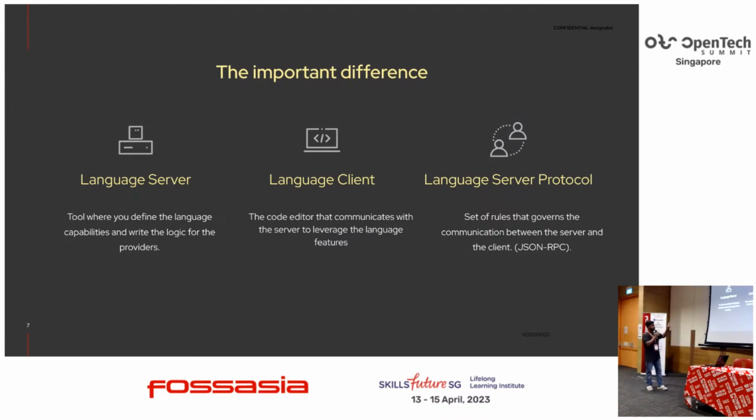Before moving further, I just wanted to clarify some differences. There are three terms: the language server, the language client, and the language server protocol. The language server is the tool where you define all the language capabilities and write the logic for the providers. The language client is the code editor that communicates with the language server and leverages its services. The language server protocol is the set of rules that governs the communication between the server and the client, which is based on the JSON-RPC request and response mechanism.